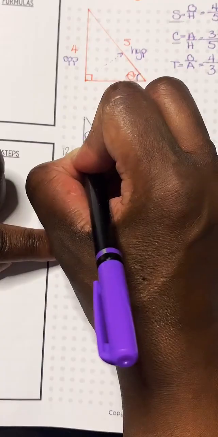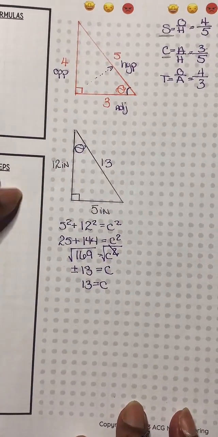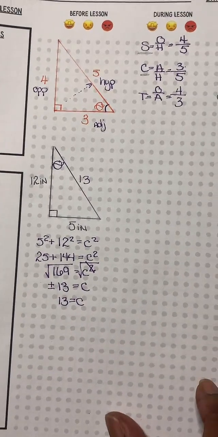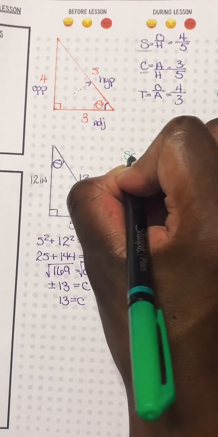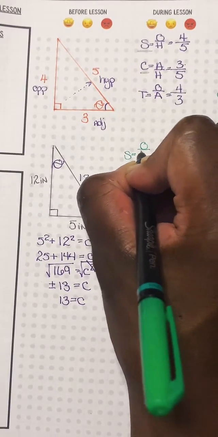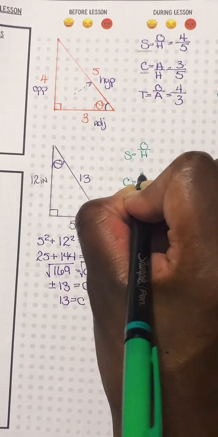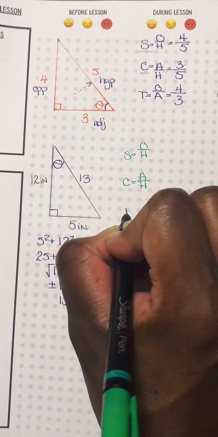Let me make up here my theta, that angle that we're trying to look for. So we have our SOH, our CAH, and our TOA.